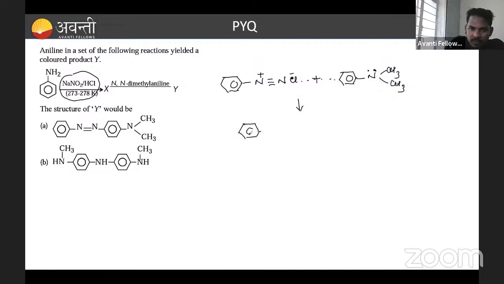A benzene here, N double bond N. Here we have N, CH3 and CH3. Okay. So which is the correct answer? The correct answer is this.